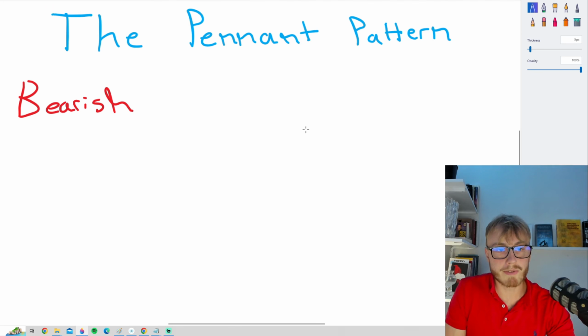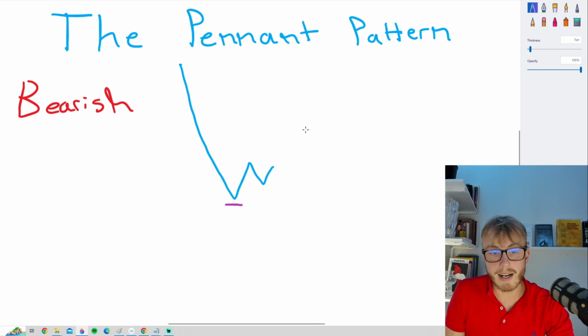The bearish one is very similar. We have an impulsive move here towards the upside. The price starts going up here a bit, but we are printing both higher lows and lower highs. So once again, we get this sort of small triangle looking structure here, a small triangle.